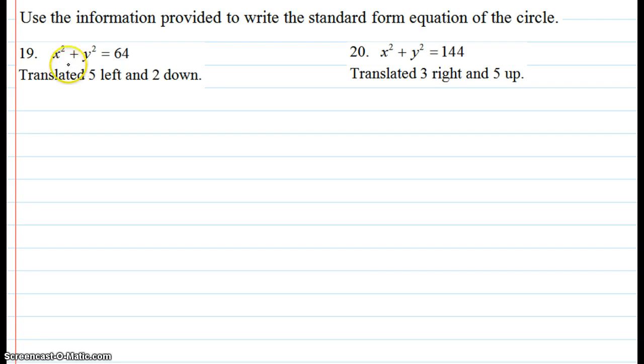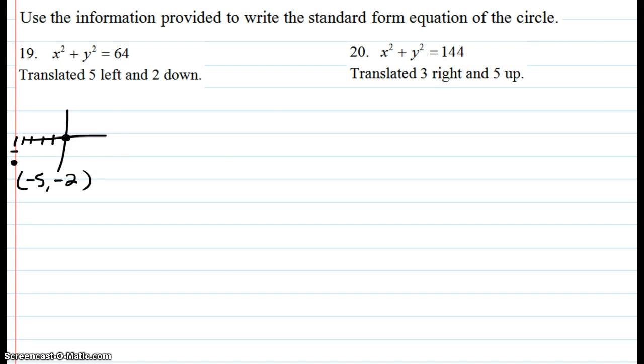Alright, so right now this circle is centered at 0, 0. So it's right here at 0, 0, and it has a radius of 8. And then it's translated 5 to the left, so it goes over 1, 2, 3, 4, 5. And then it goes 2 down, 1, 2. So the question is where is this new center? We went left 5, down 2, and so that's actually at negative 5 and negative 2.